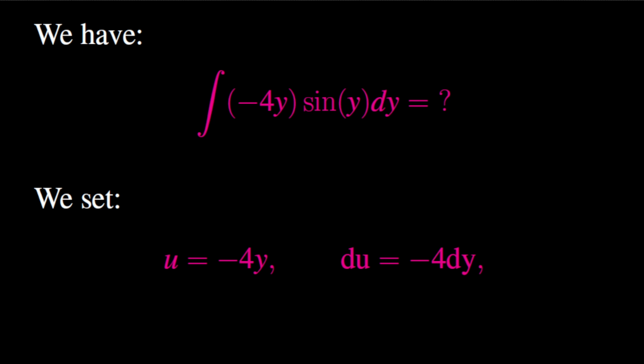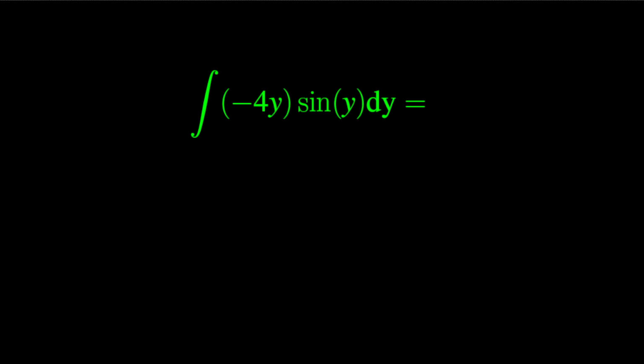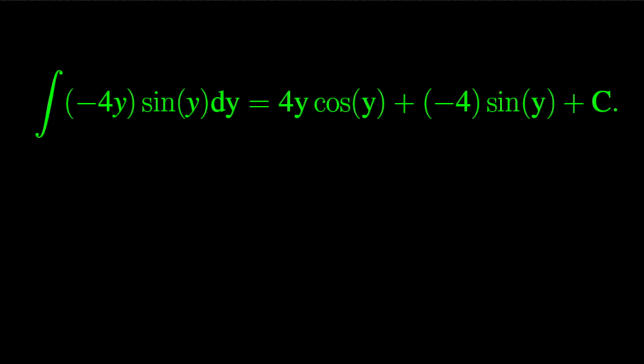In sum, we set u equal to minus 4y, so du equals minus 4 dy. And dv equals sine of y dy, and v equals minus 1 times cosine of y. Lastly, the integral of minus 4y times sine of y dy is equal to 4y times cosine of y, plus minus 4 times sine of y, plus a constant c.